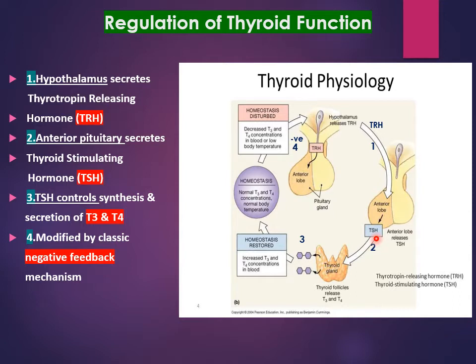And this TSH controls the synthesis of T3 and T4, and so it increases the production of T3 and T4, which are then carried to all parts of the body. And there is a feedback modified by a negative feedback mechanism. The higher the level of T3 and T4, it has a negative feedback on the hypothalamus as well as the pituitary. So thereby, it reduces the production of TSH and subsequently the T3 and T4.